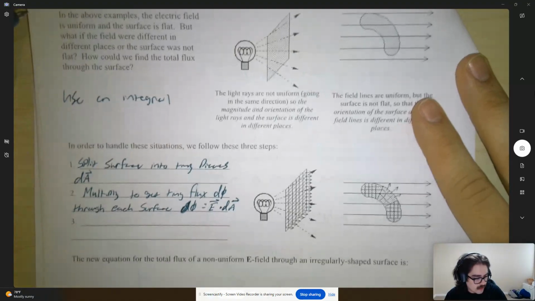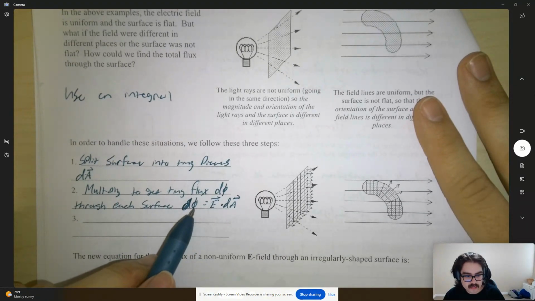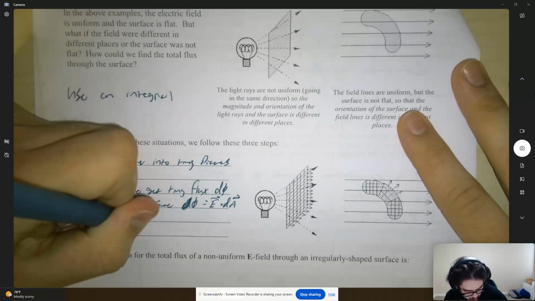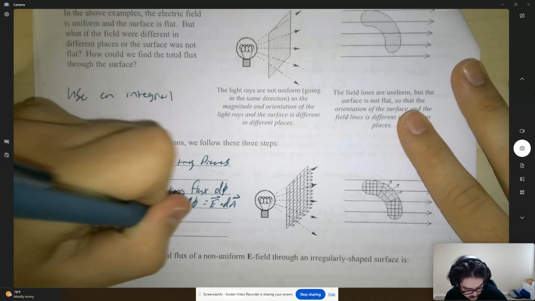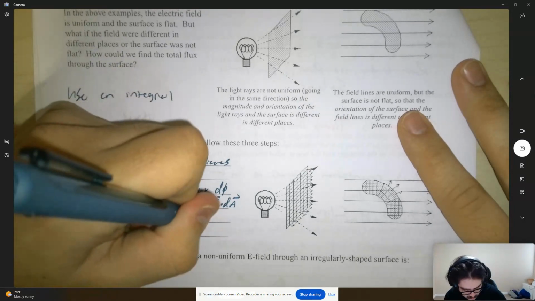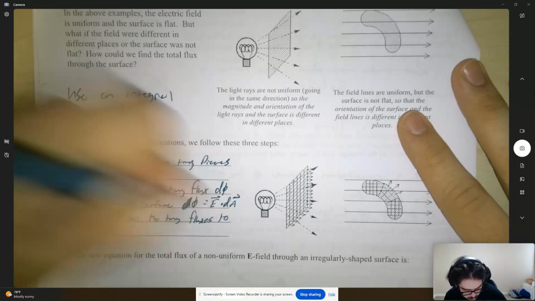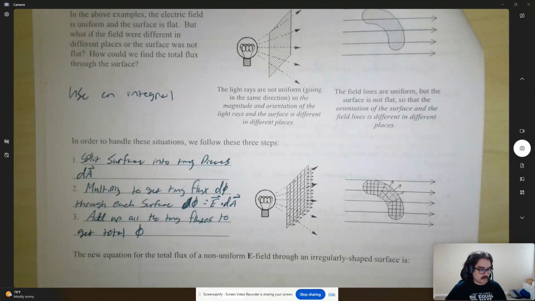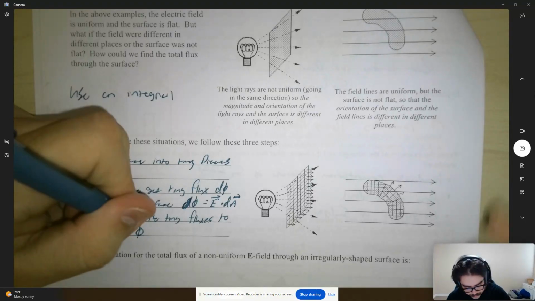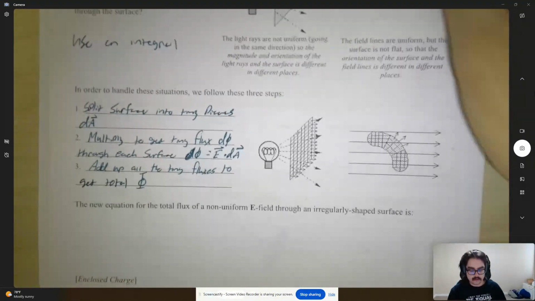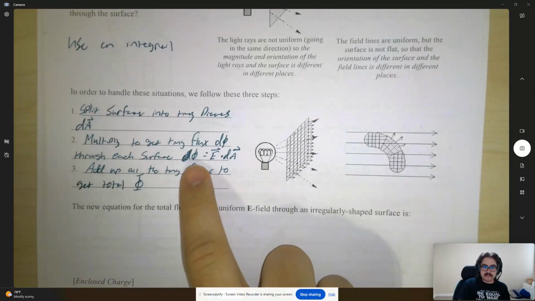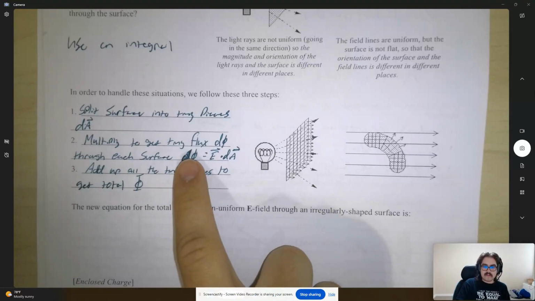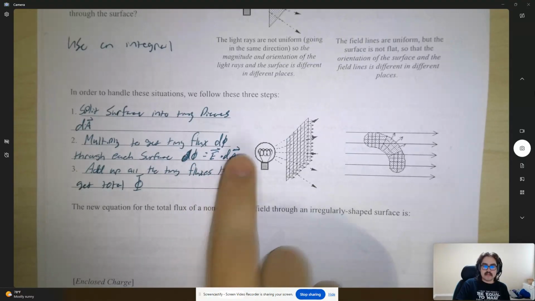Okay. And then from there, I can just integrate to get the total flux. So then I would add up all the tiny fluxes to get total flux phi. And so the equation I've already basically stated right here: d phi equals E dot dA. If you integrate both sides, you get phi equals the integral of E dot dA.